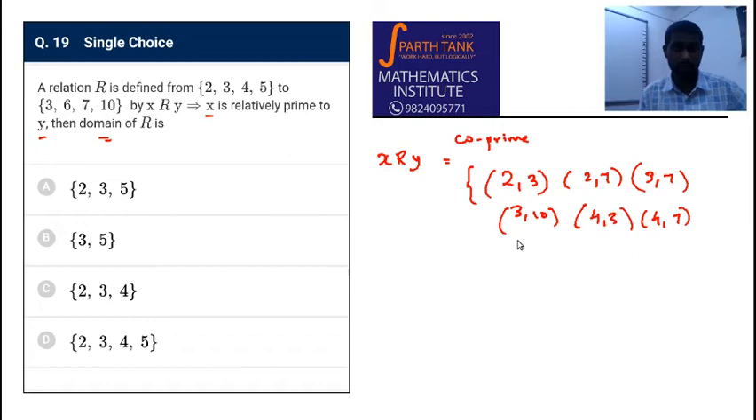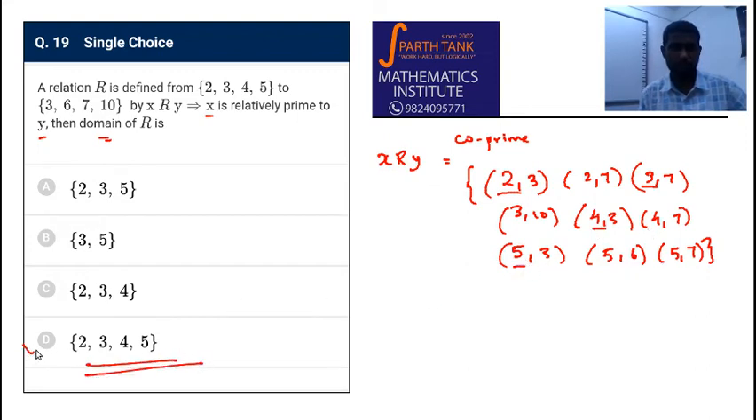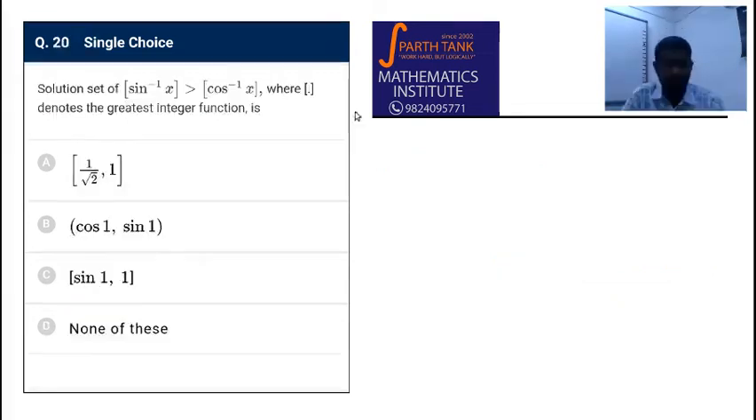have a common factor. Now 5 can be related to 3, 5 can be related to 6 and 5 can be related to 7. No common factors, but can't be related to 10. But already you see the domain has 2, 3, 4 and 5. So the whole set is the domain. Option D. Very simple.